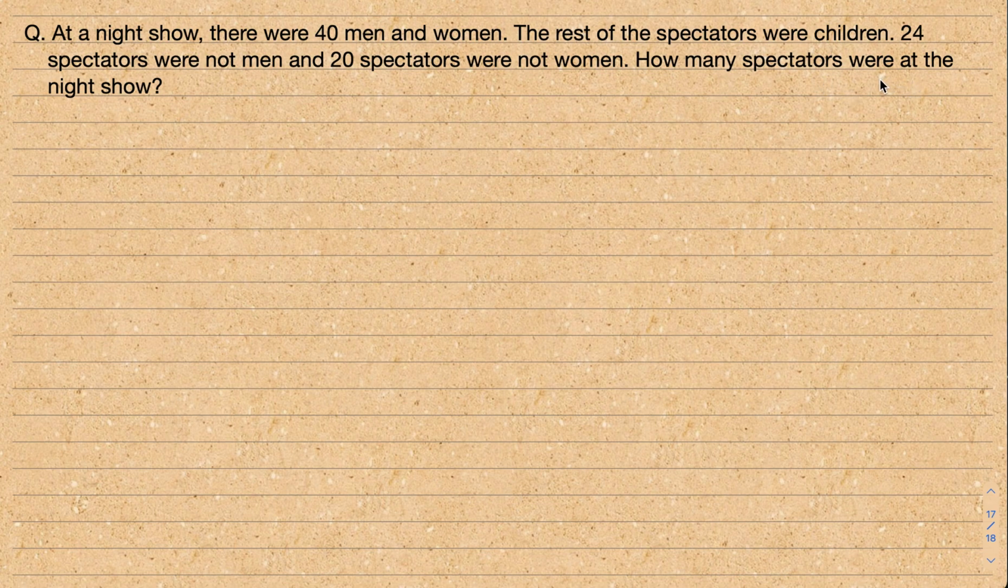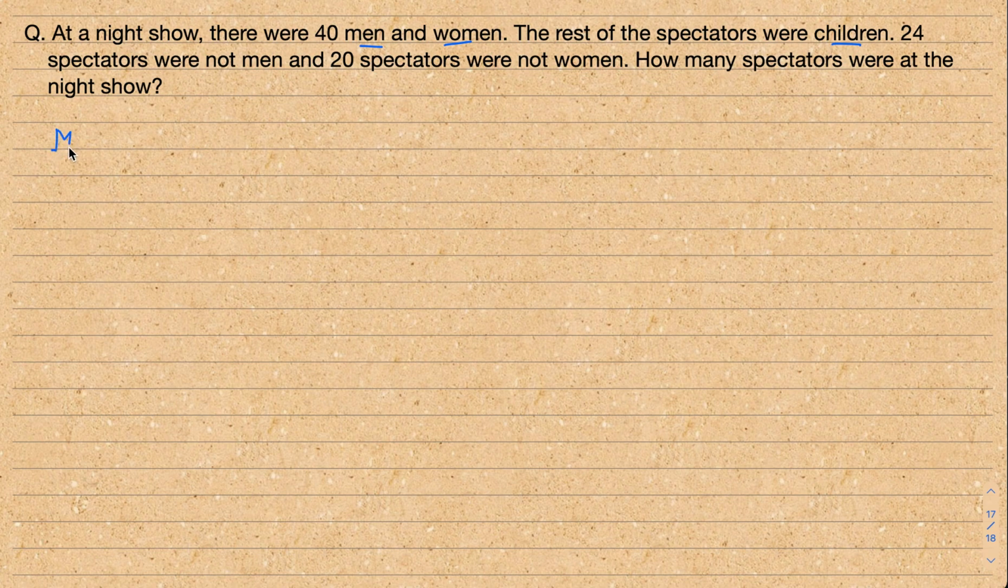Okay, so at first when you read this question, it looks a bit confusing. Like somewhere it says 24 spectators were not men, 20 spectators were not women. It might be confusing for you, but actually if you think carefully, it's quite easy. First thing we should notice here is that there are only three categories of people in the spectators. What are these three categories? They can be either men, women, or children, right?